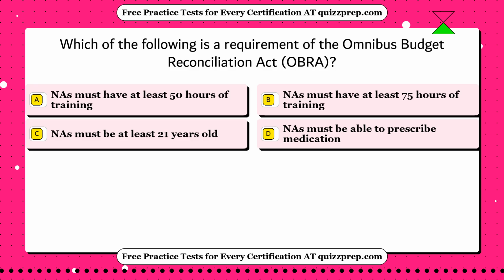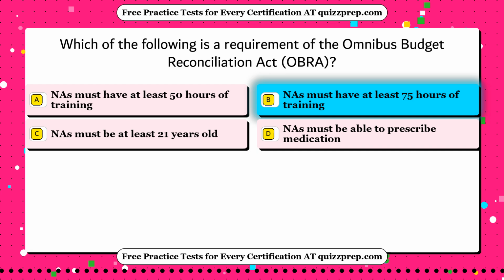Question 84. Which of the following is a requirement of the Omnibus Budget Reconciliation Act, OBRA? Option A, NAs must have at least 50 hours of training. Option B, NAs must have at least 75 hours of training. Option C, NAs must be at least 21 years old. Option D, NAs must be able to prescribe medication.